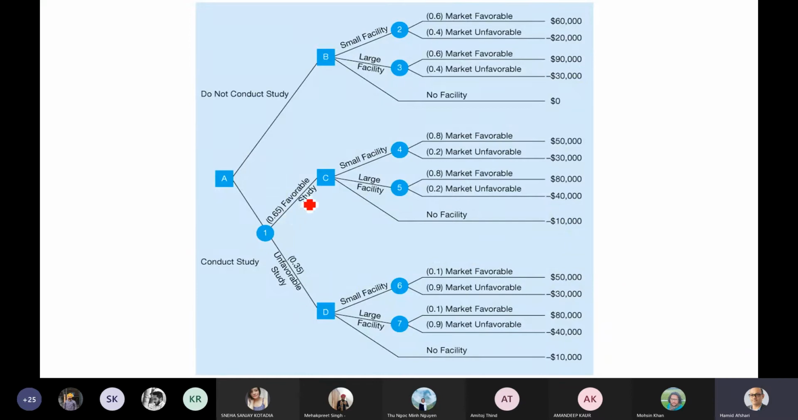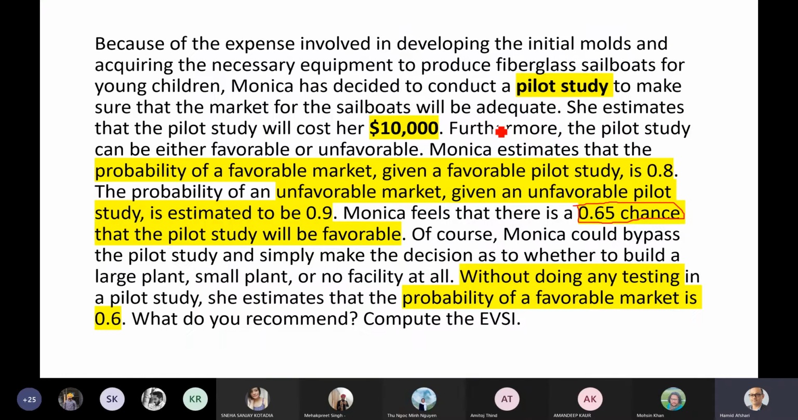So when the market is favorable because of the study, the pilot study shows that there is a 65% chance that the market will be favorable. So if the result of the survey shows that the market is favorable, we still need to make a decision: which of these three options is the best? So here I should look at this part of the problem.